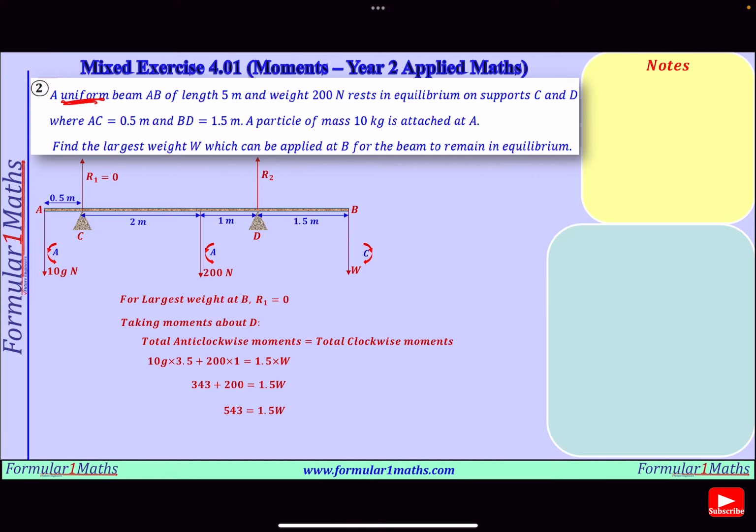Simplifying gives 543 is equal to 1.5 W. And solving will give you 362 newtons. And that is the greatest weight that can be applied at B.